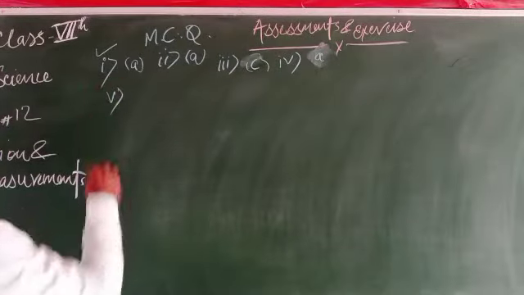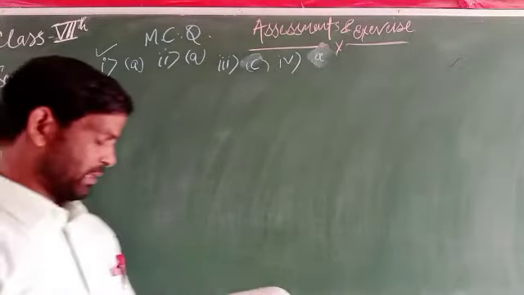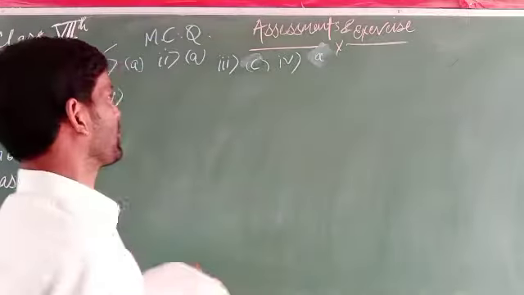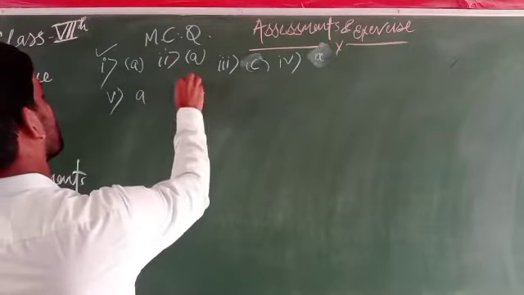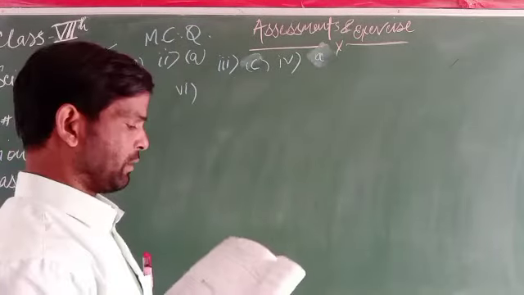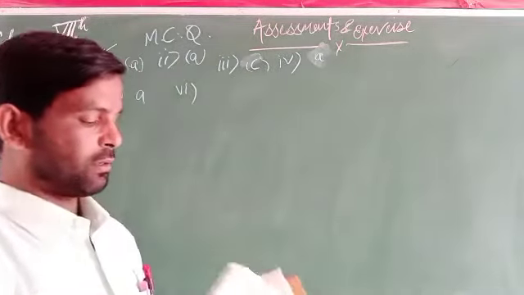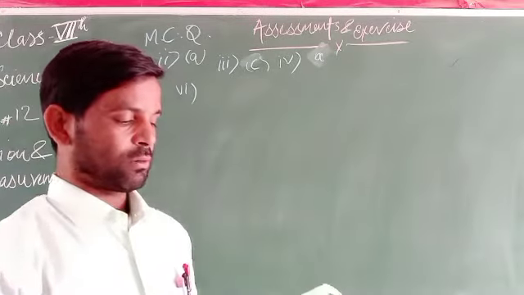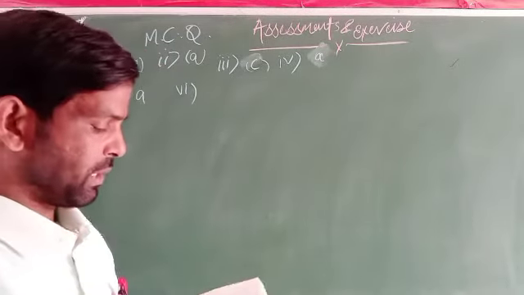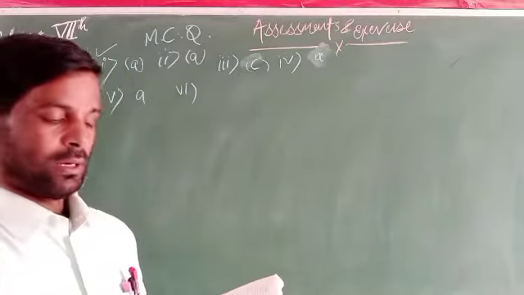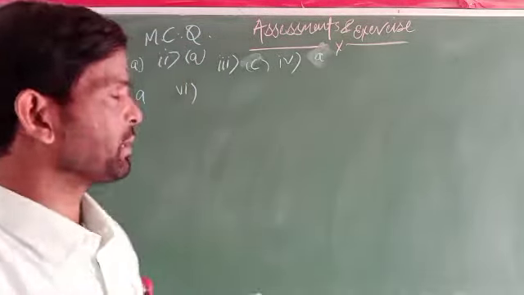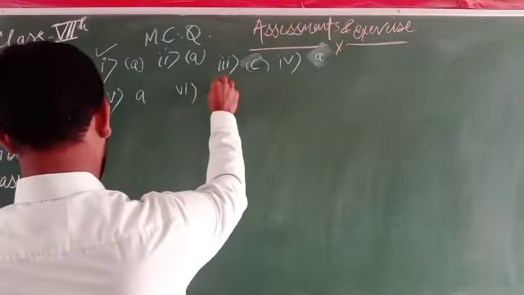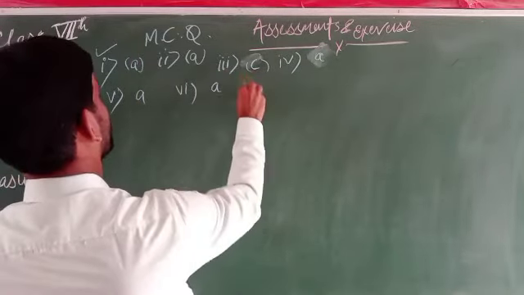Fifth is the SI unit of speed, meter per second, that is A. Sixth: the speedometer of a car measures average speed or instantaneous speed, distance, both B and C. No, 6A, that is average speed.